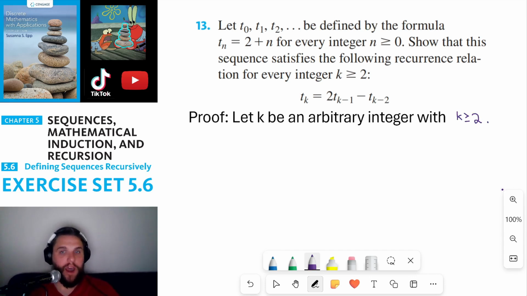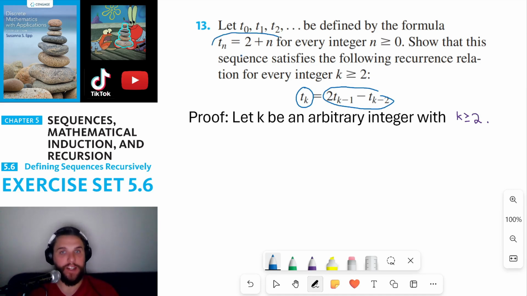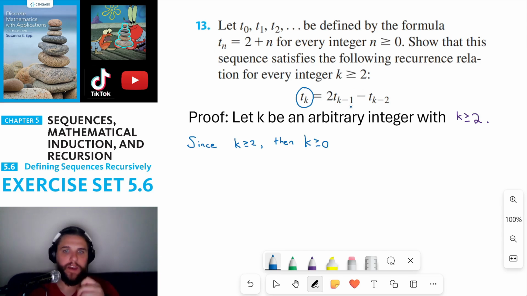We'll start the proof by saying let k be an arbitrary integer with k greater than or equal to 2. We're going to show that this recurrence relation holds by evaluating each side of this recurrence relation separately and utilizing this explicit formula. So let's start with the left-hand side. Since k is greater than or equal to 2, then k is greater than or equal to 0, and that's the inequality we need to satisfy in order to utilize this explicit formula here. So this means then that t sub k equals 2 plus k.